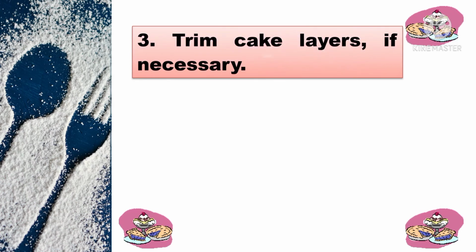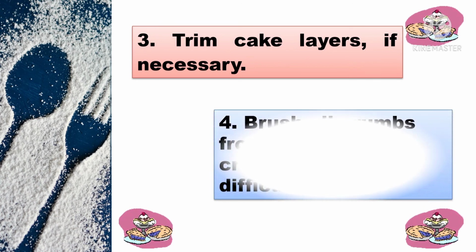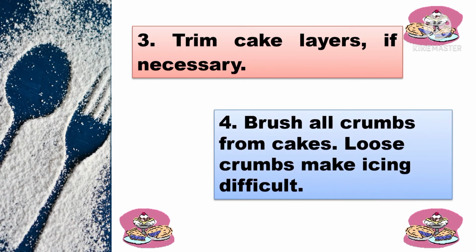Third one, trim the cake layers if necessary. Remove any ragged edges. Slightly rounded tops are easily covered by icing, but excessively large bumps may have to be cut off. Fourth, brush all crumbs from cakes. Loose crumbs make the icing difficult.